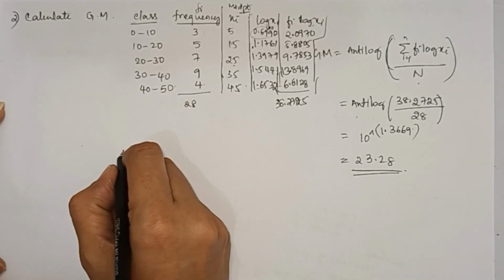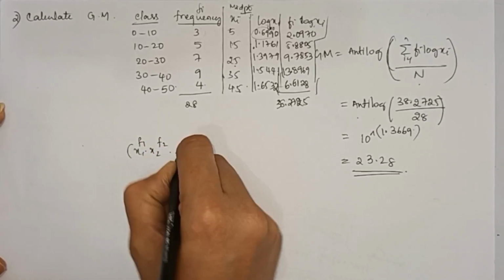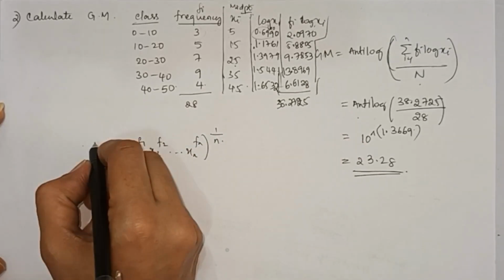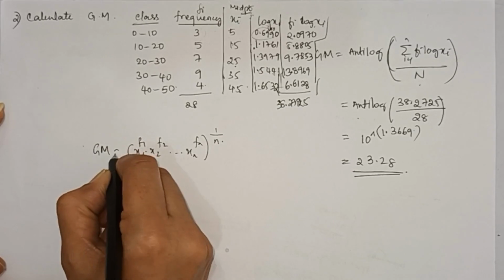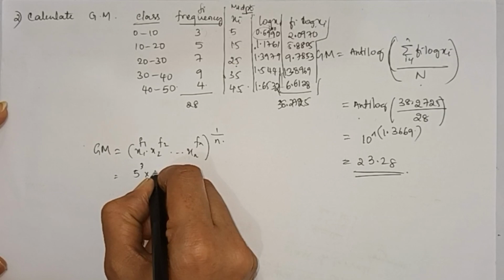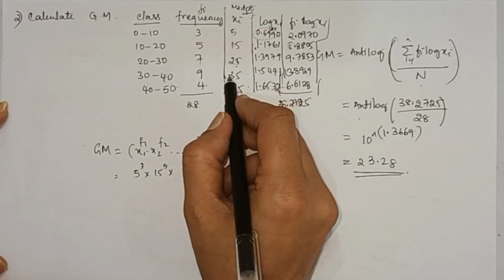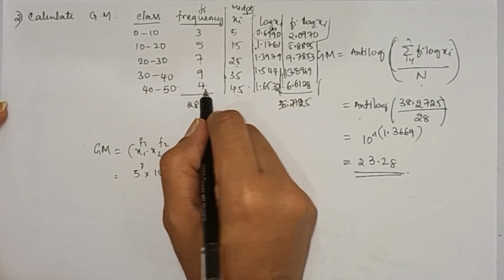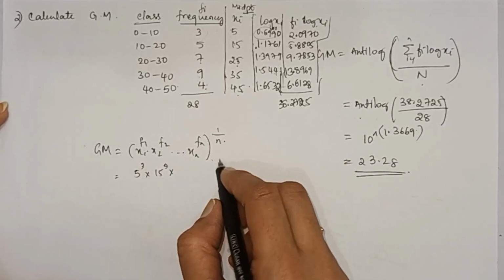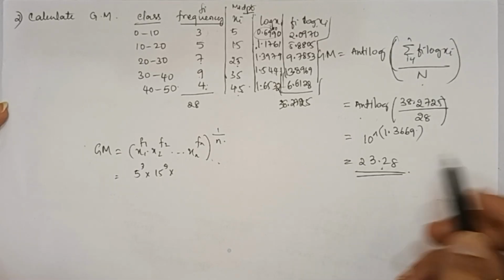One more formula for grouped data is x1 to the power f1, x2 to the power f2, and so on up to xn to the power fn, whole to the power 1 by n. Using this formula also you can find out the geometric mean. Here it is 5 to the power 3 into 15 to the power 5 into 25 to the power 7, then 35 to the power 9, 45 to the power 4. It gives you a large number, then to the power 1 by 28. So instead of that, using the log formula, calculation becomes easier.